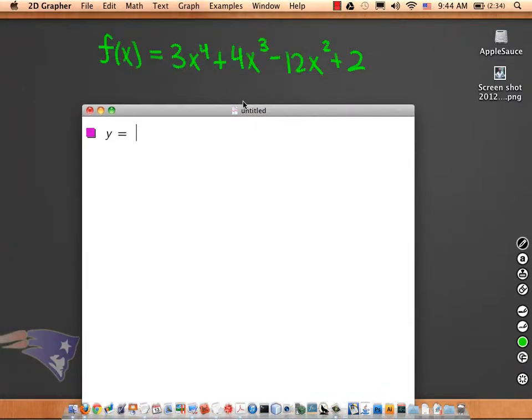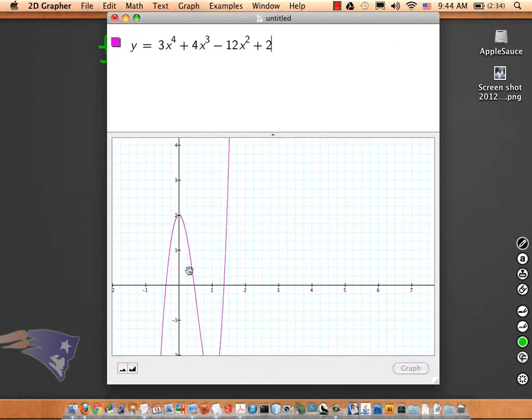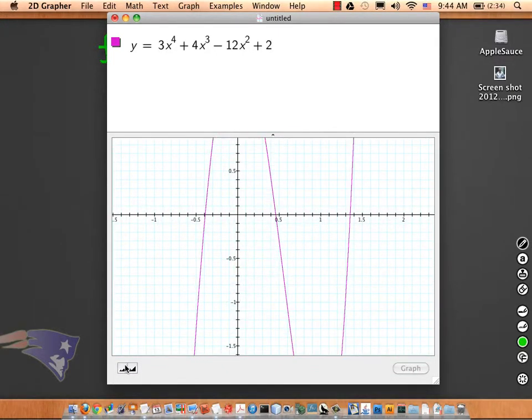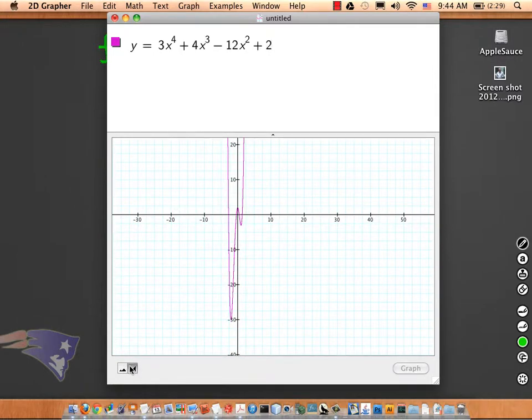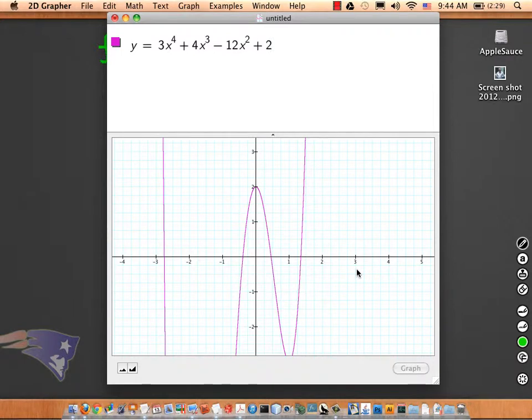So y equals 3x raised to the fourth power plus 4x raised to the third power minus 12x raised to the second power and then plus 2. So we've got something like this. Zoom out, but I don't think you can see it that well. Okay, do you see that there's a lot of things going on here?